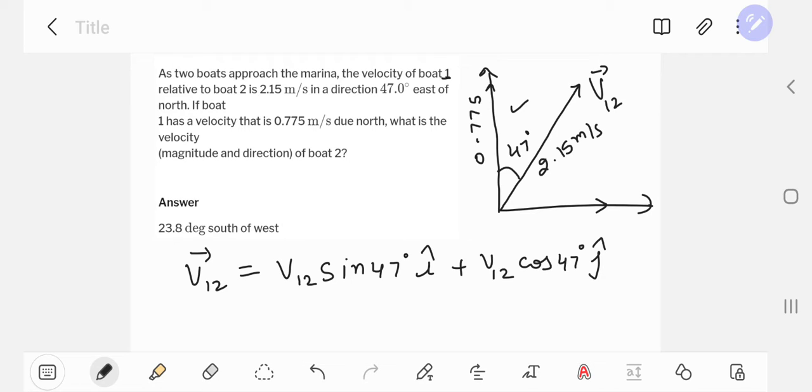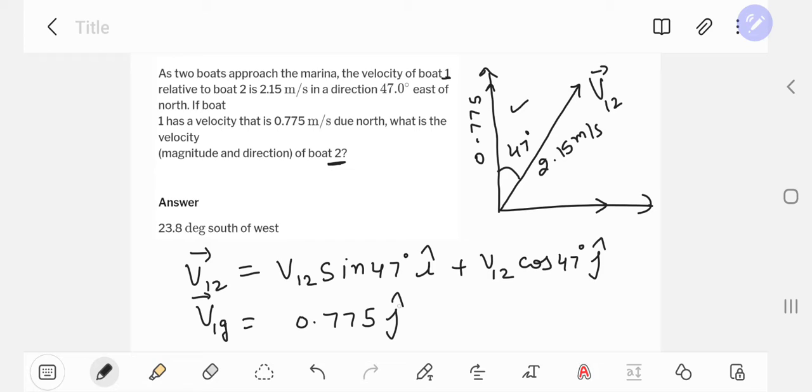Now you have this, and they also gave us the velocity of boat one with respect to the ground, I guess, because everything is with respect to the ground, or you can say with respect to the shore. So that is 0.775 j cap. Right now all we need to find out are the velocity components of the second boat with respect to ground, because we're looking for the second boat's values.